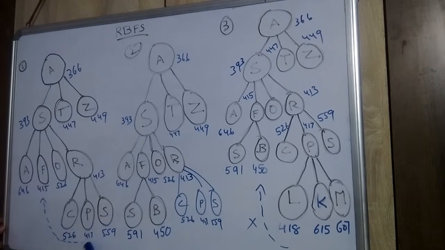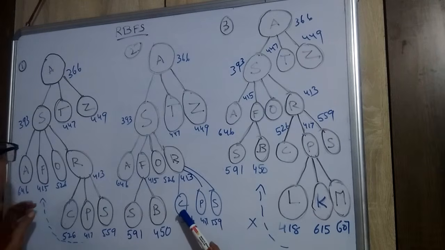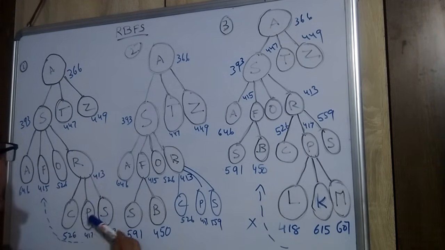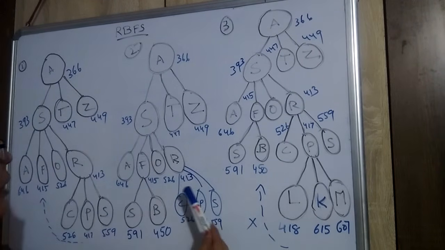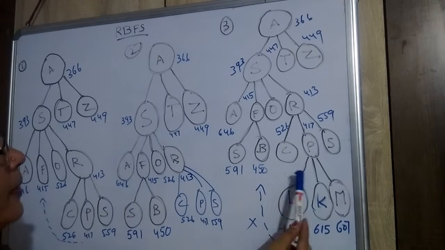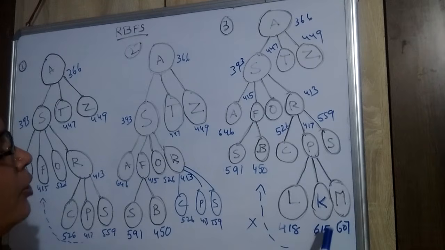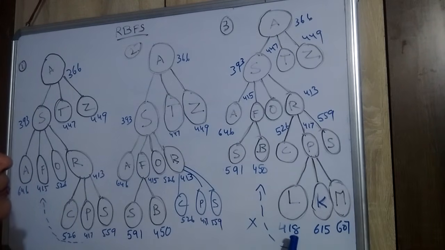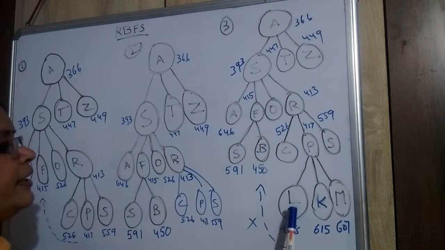Before expanding this 417, it again checks the previous level. 415 is there at F. So it expands 415, and again it expands R, which already expanded C, P, S. Now after expanding, what is the current value here? C, P, S, 417. After expanding 417, L, K, M it got. Coming to the previous level, it checks whether there is any smaller value. Then 418 is the L, there is no smaller value, and it expands directly like this.